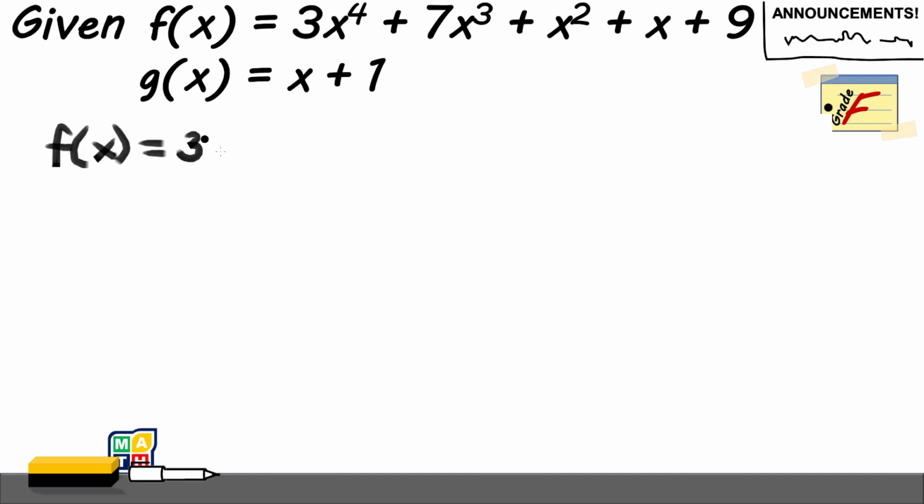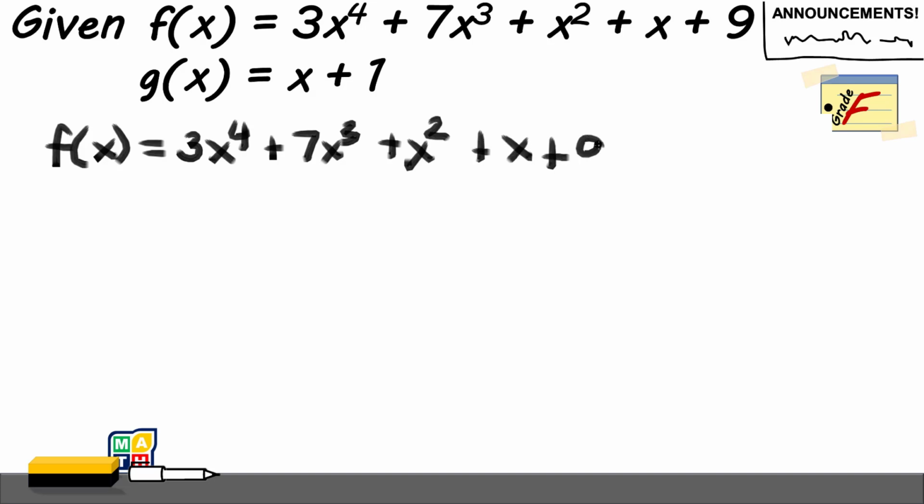You have 3x to the power of 4 plus 7x cubed plus x squared plus x plus 9. And this function of x will be divided by a certain binomial we coined as g of x. We will have here our divisor being x plus 1. So we are going to look for a certain c that will be substituted here. This, according to the remainder theorem, whatever be the result, when we substitute a certain constant to our function, that will be the remainder when this will be divided by g of x.